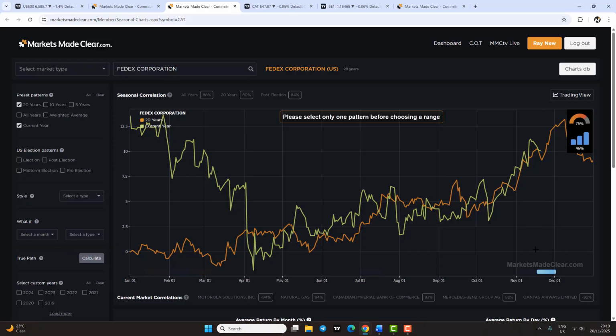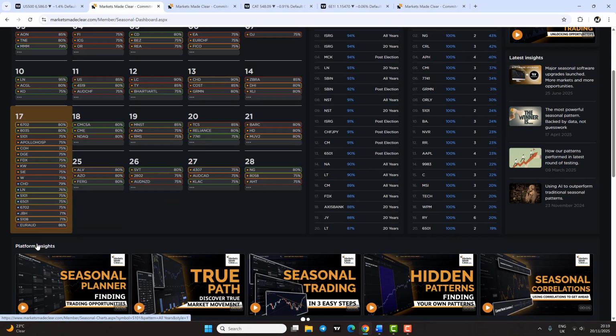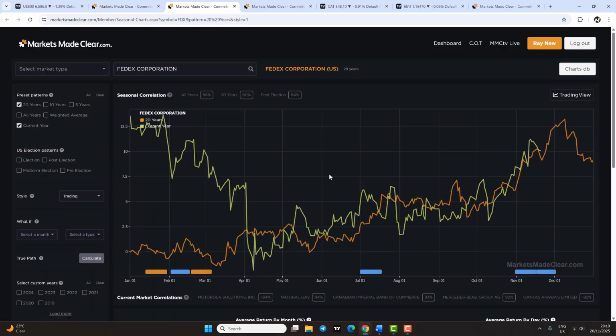So you would see this on the pattern planner. November 17th, you would see FedEx, November 17th. And there it is, FDX. And that is the pattern that we've currently brought up. And so if you click on that, it'll bring up that pattern. It is green, we've got a positive correlation. I won't trade this pattern.